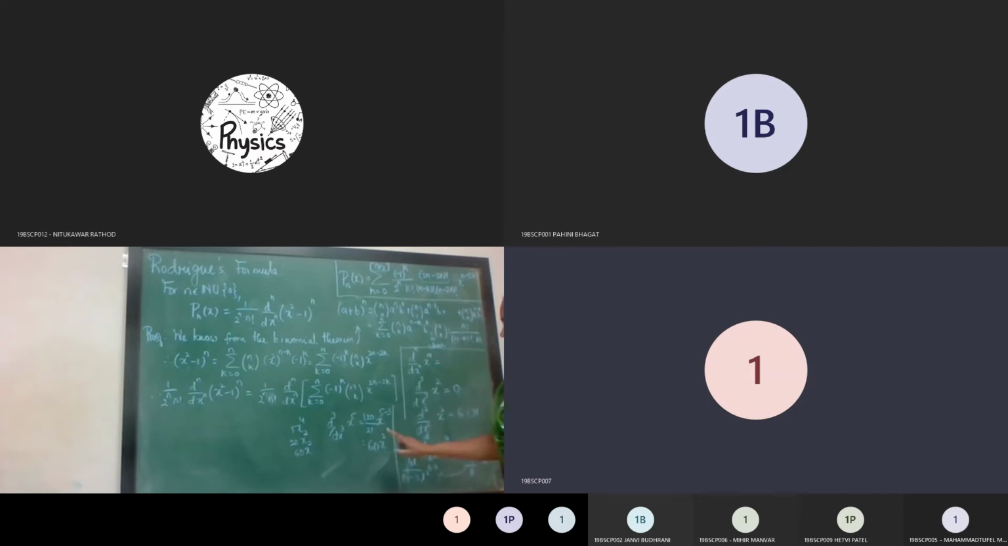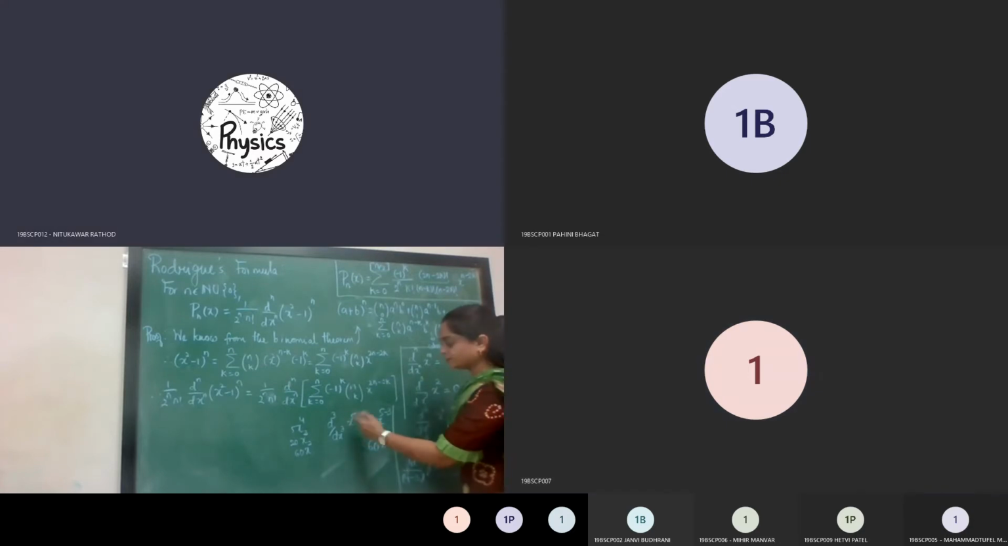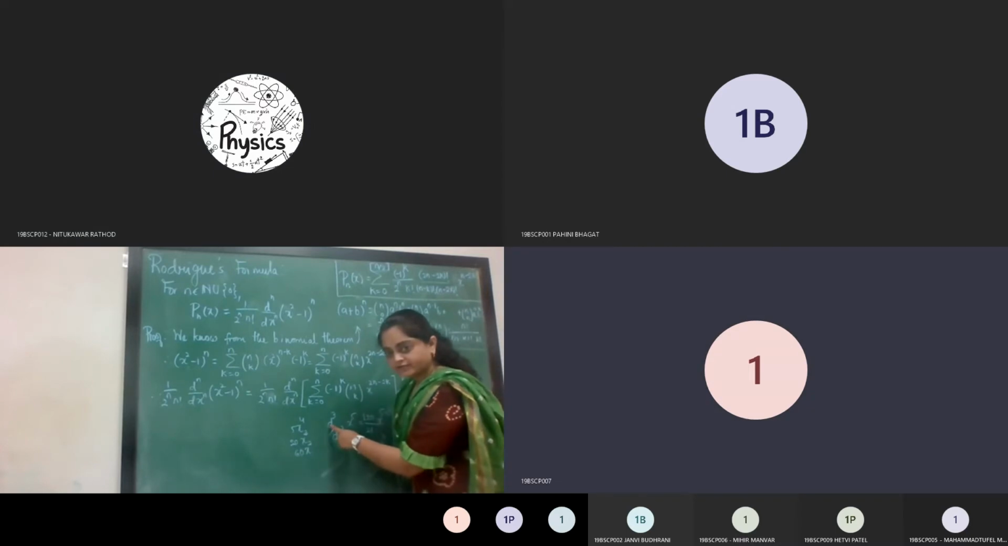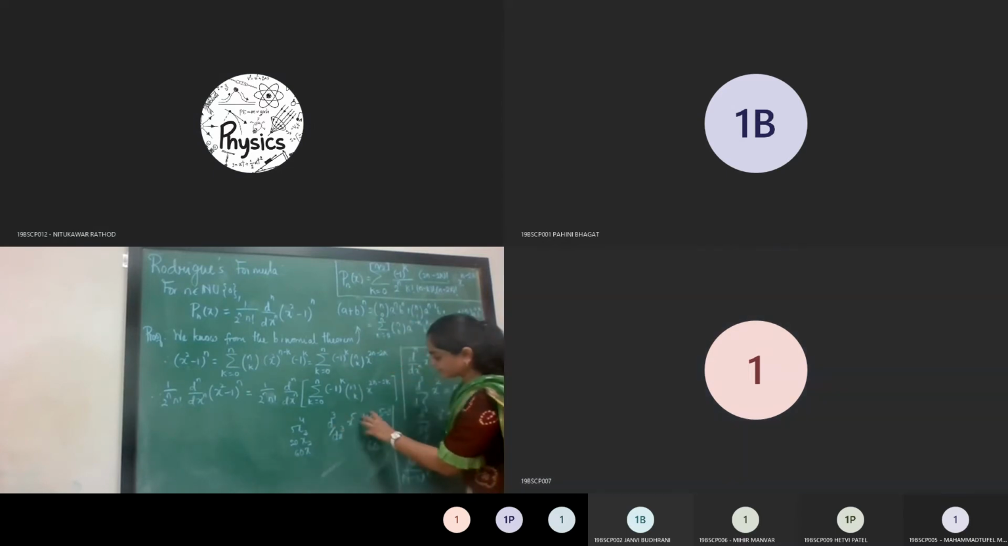Yes, ma'am. That means whenever you consider the higher powers of x compared to the differentiation order, you will get the corresponding numerator and denominator as: numerator will be x power factorial, denominator will be difference factorial, and x power will be corresponding difference of those two numbers.